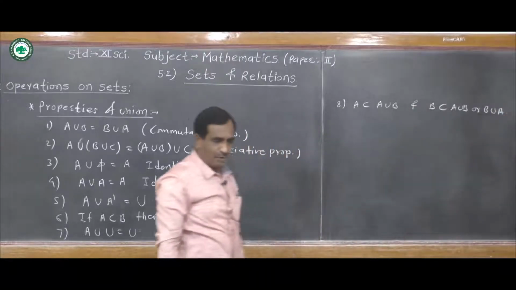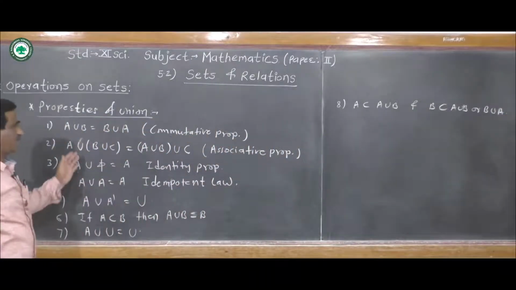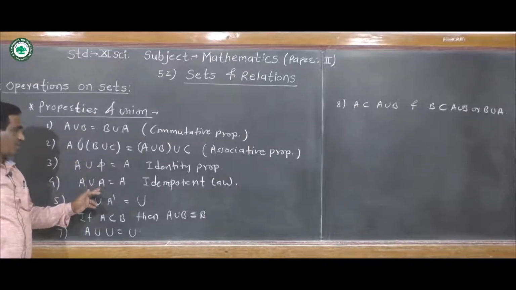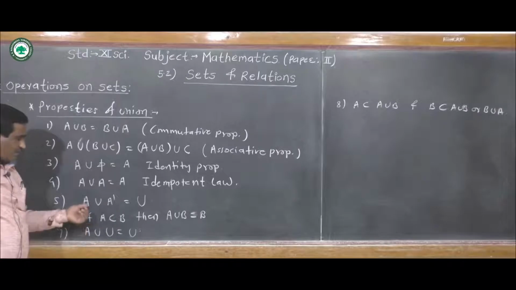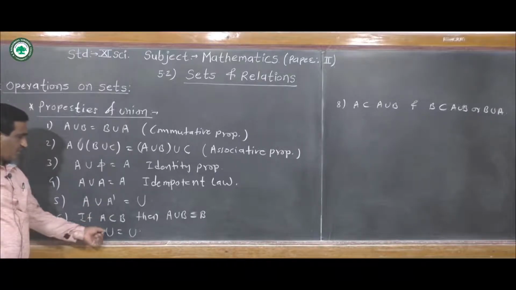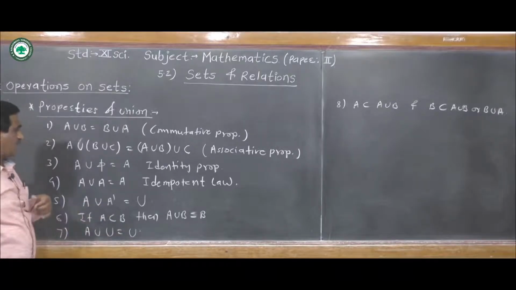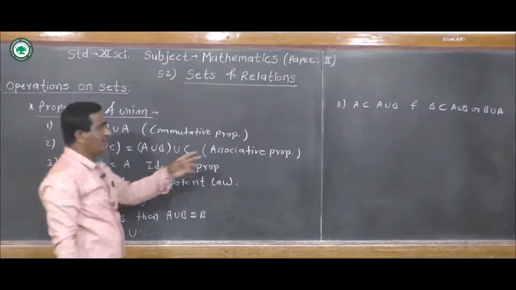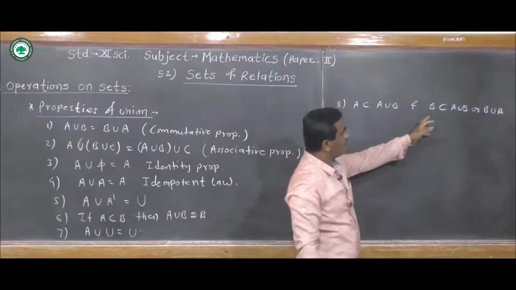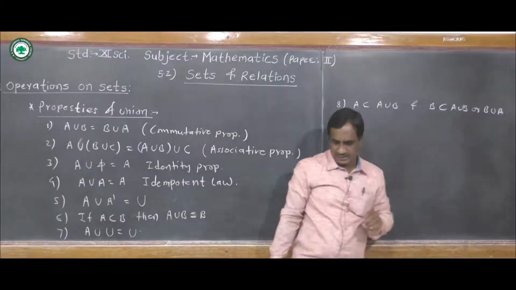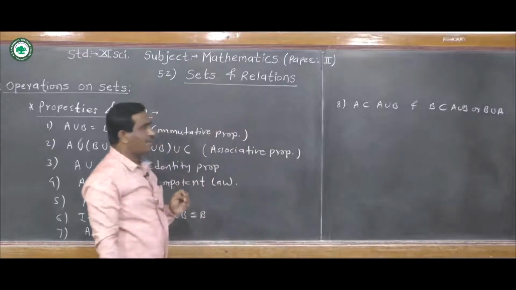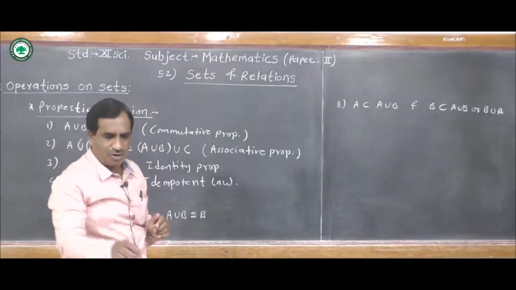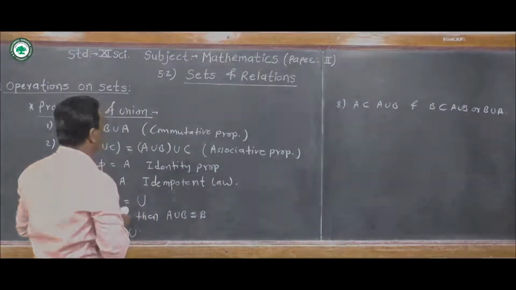Now these are some properties for the union of two sets: commutative property, associative property, identity property, idempotent law, and these are some properties. A union A dash equal to U, A union U equal to U, A union A is equal to A, and A is a subset of A union B. Then B is a subset of A union B or B union A. How can we verify these properties? By giving examples. Okay.